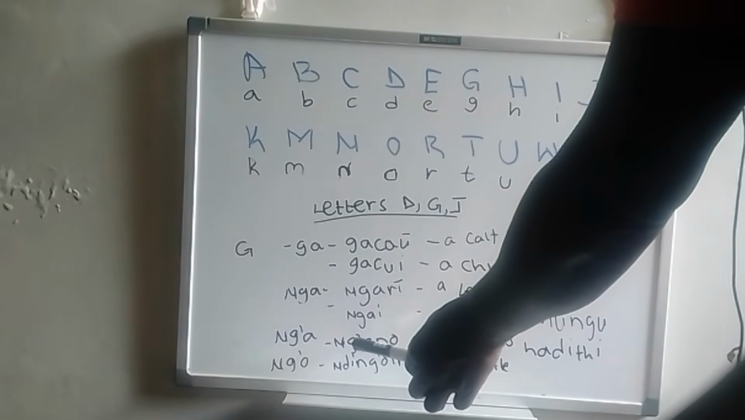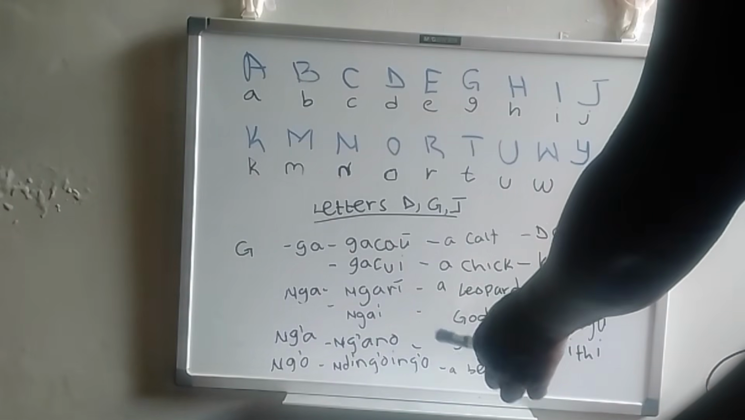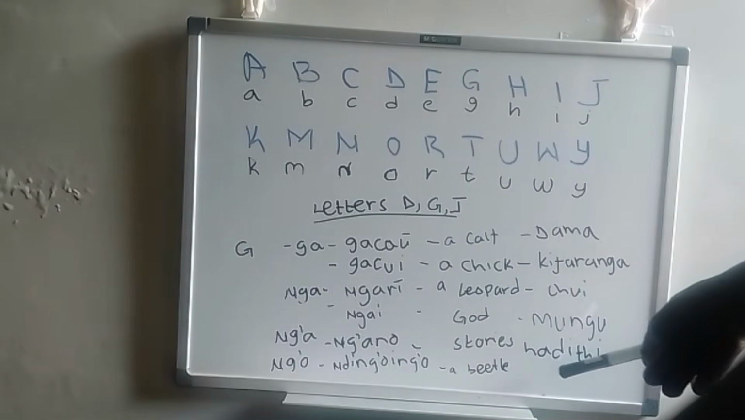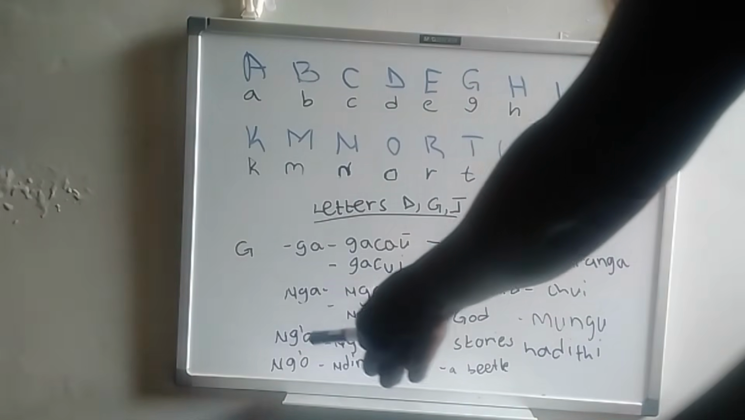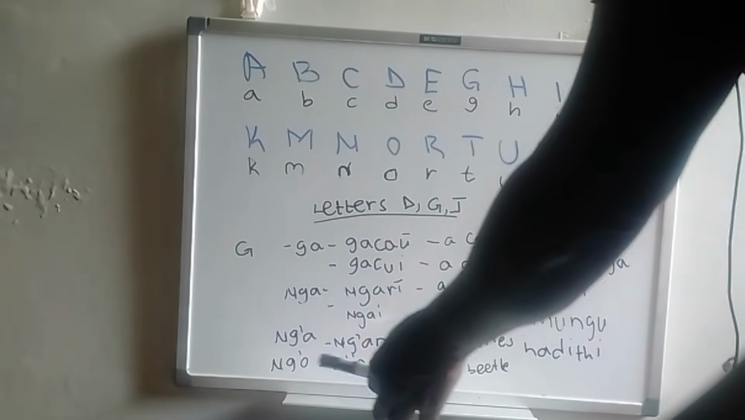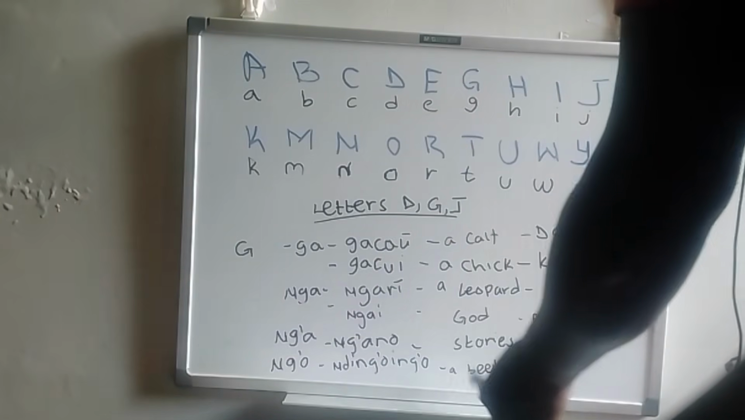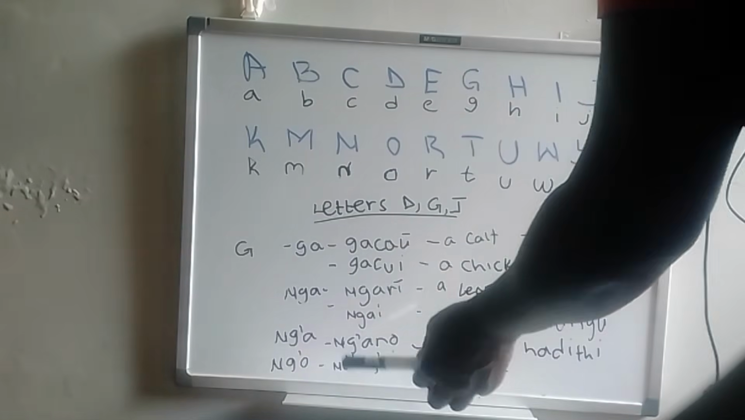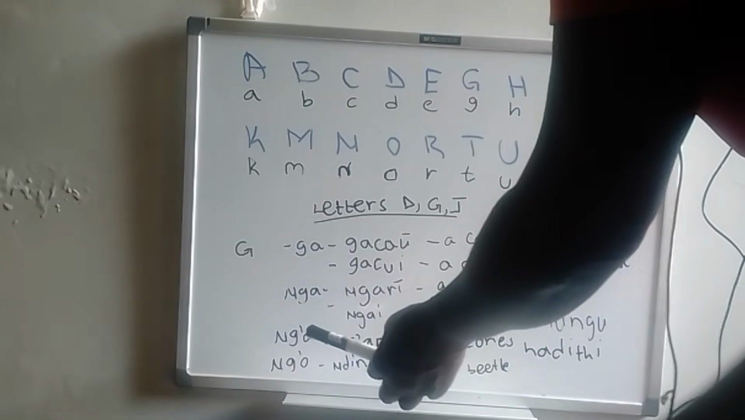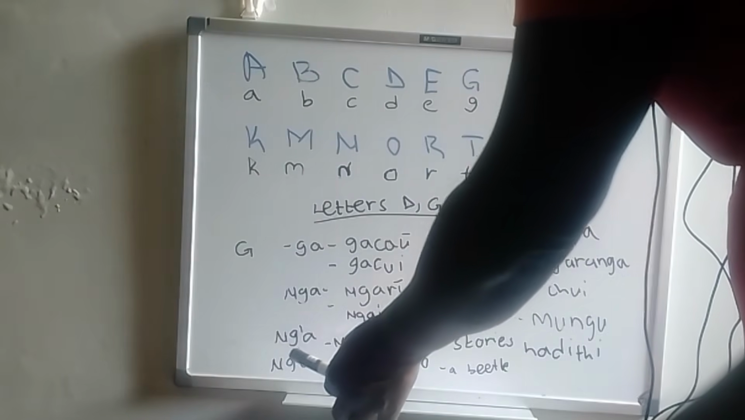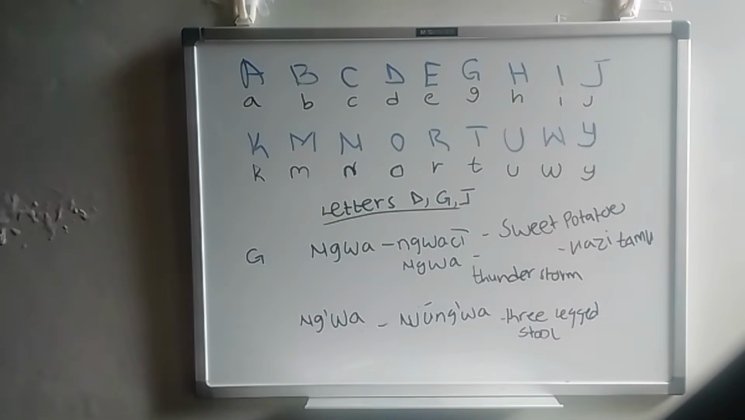You can use it as ng'. For example, ngano. Those are stories. Ama hadithi kwa Kiswahili. Ng'. Ngo. Dingoingo. That's a bitu. So you can see ga, nga, or ngo.